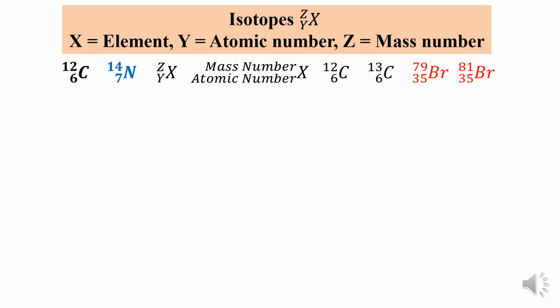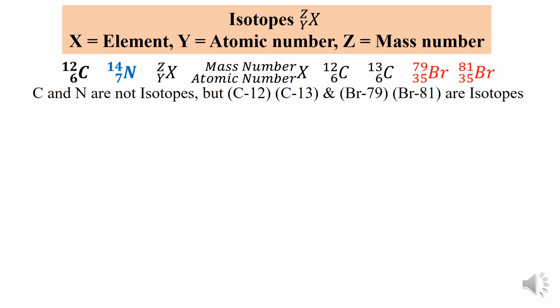Similarly, bromine has two different isotopes, 79 and 81. And again, when you compare and contrast the atomic and mass numbers of these two isotopes of bromine, you'll find that the atomic number is the same, that is 35, while they have different mass numbers, that is 79 and 81. That is due to the varying number of neutrons in those isotopes of bromine. So carbon and nitrogen are not isotopes, they are two different elements, while C12, C13 and Br79 and 81 are isotopes.